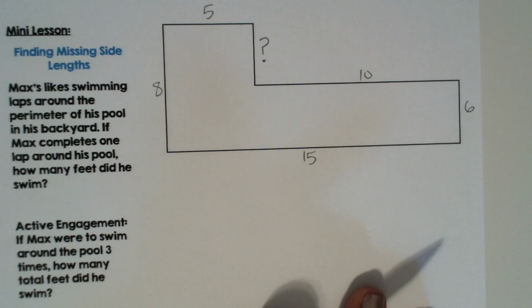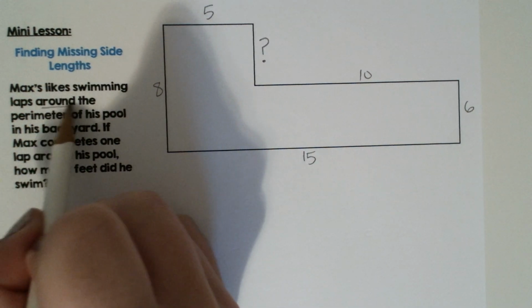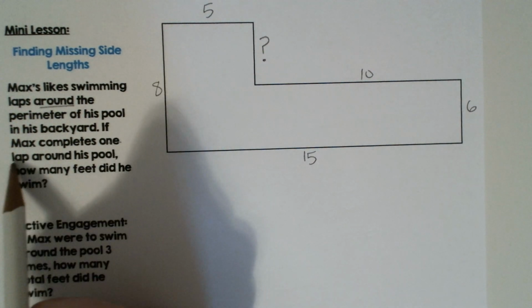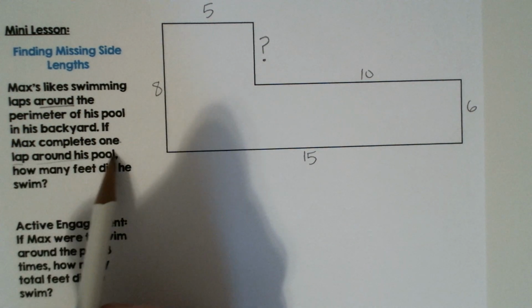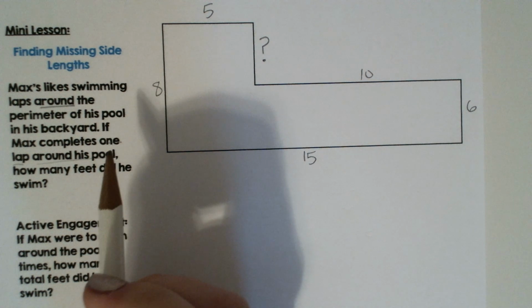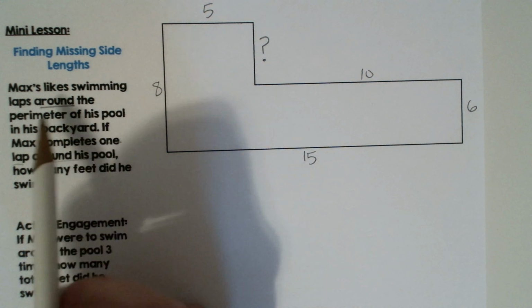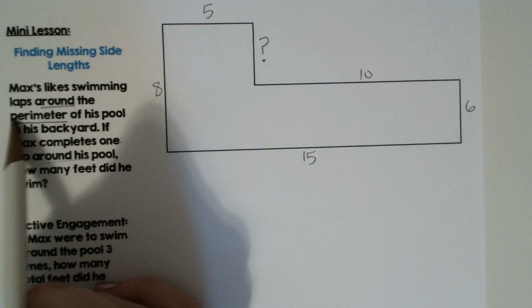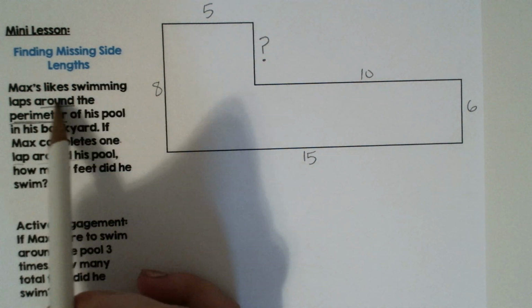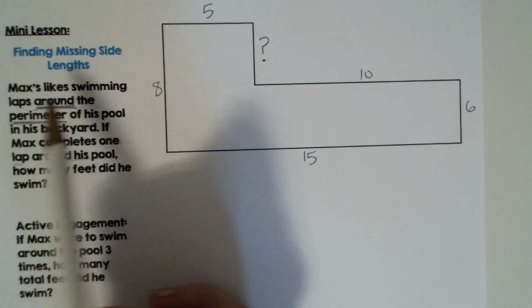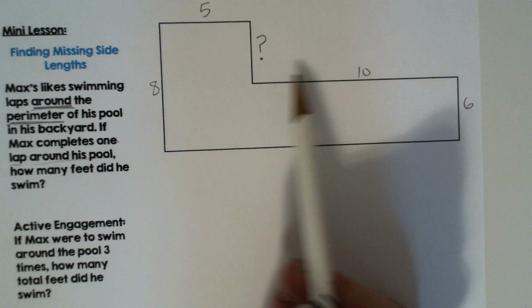Max likes swimming laps around the perimeter of his pool in his backyard. If Max completes one lap around his pool, how many feet did he swim? Well, I know that this is a perimeter problem because it even has the word perimeter. But I could also know that it's a perimeter problem because it's talking about going around the shape.